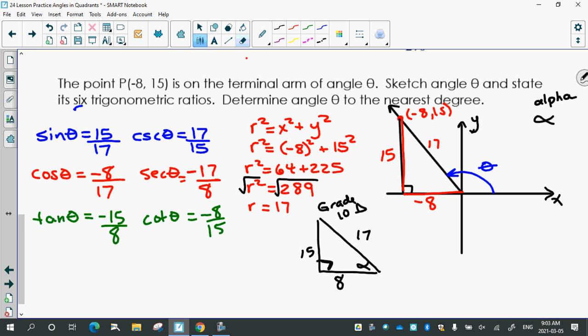Okay, so the Greek letter alpha looks like a fish.